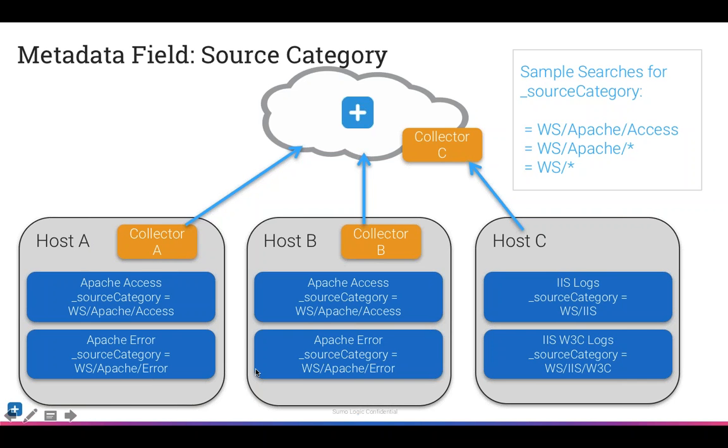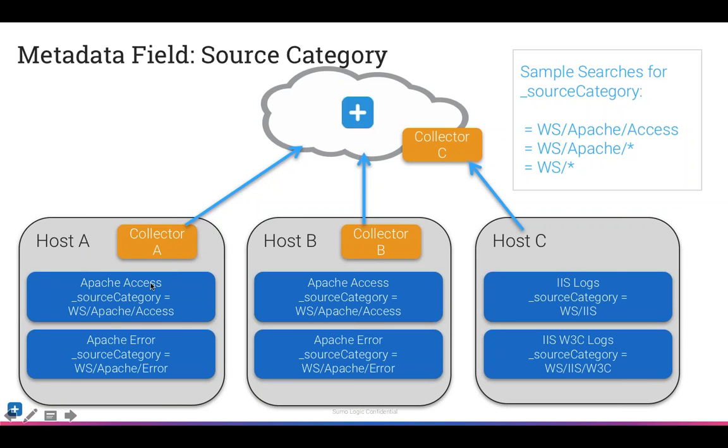The reason we use a convention like this is because it allows you to do searches like the ones on the right-hand side. If I search for source category equals WS Apache Access, that means I will be looking for data across host A and host B. So I did not have to specify where collector equals A and collector equals B and source category equals Apache Access, but instead I can search across these.